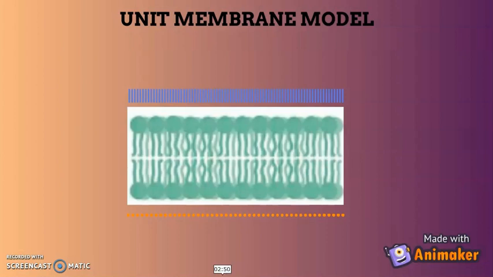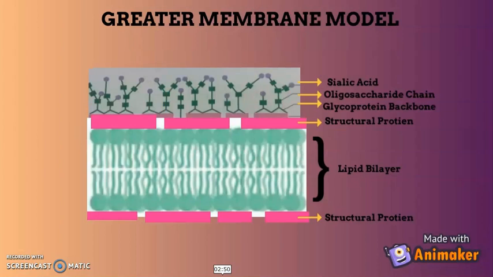The next membrane is an interesting membrane, which is the greater membrane model, also proposed by Robertson. He believed that the inner and outer surfaces of the membrane were asymmetrical and had structural polarity. The internal surface of the membrane was thought to be composed of unconjugated proteins and the outer surface of glycoprotein. So here, as you can see, the glycoproteins have oligosaccharide side chains with negatively charged sialic acid terminals, thus making the membrane asymmetrical and having structural polarity.